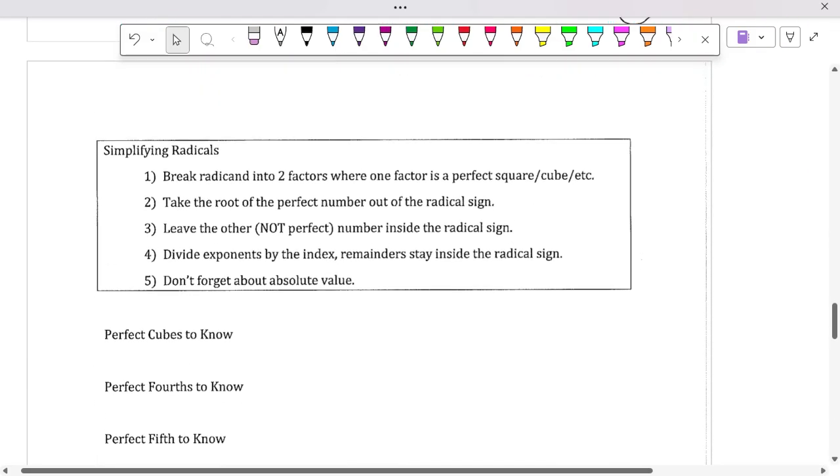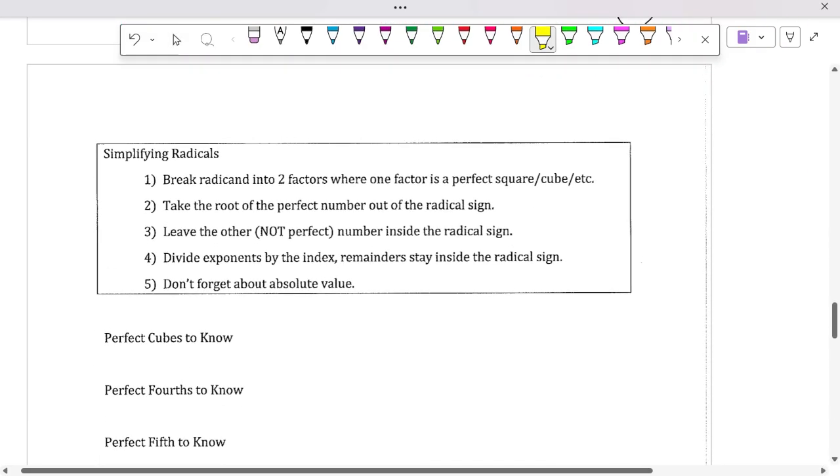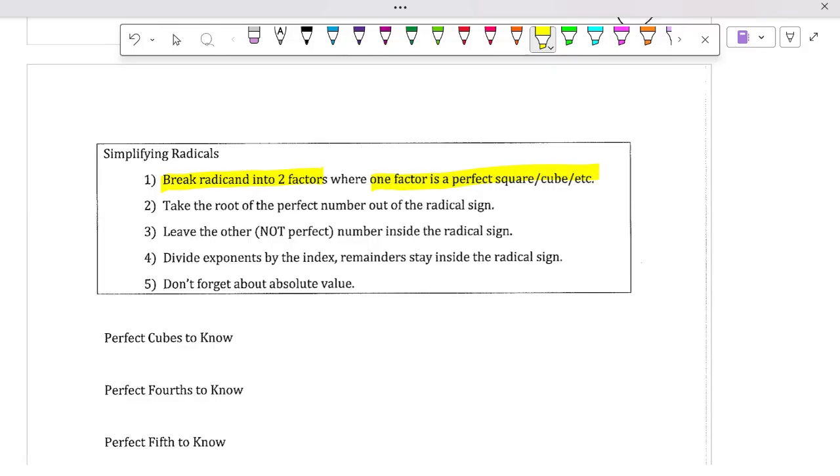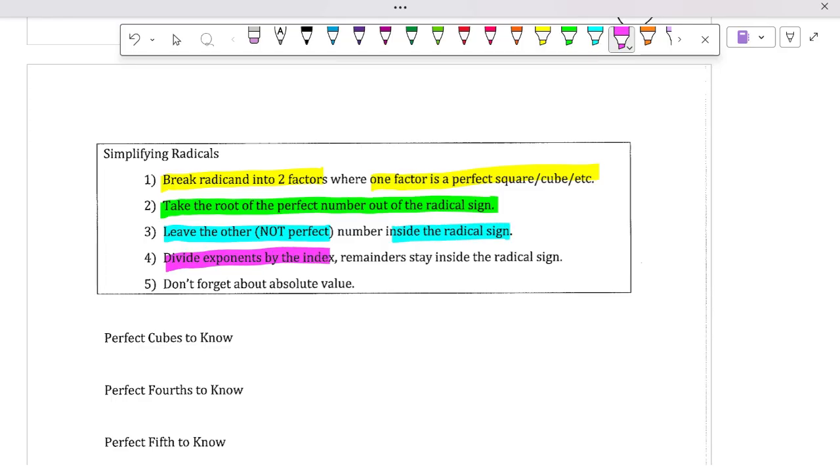So just to recap what we already did, we're going to break the radicand into its two factors. One factor is the perfect square, cube, etc. So again, you can get it as best as you can, or if you can't find one off the top of your head, you can always just break it down to its prime factors and then start grouping and multiplying back. Take the root of the perfect number out of the radical sign. Leave the other non-perfect number inside the radical. You divide exponents by the index, and remainders stay inside the radical sign.